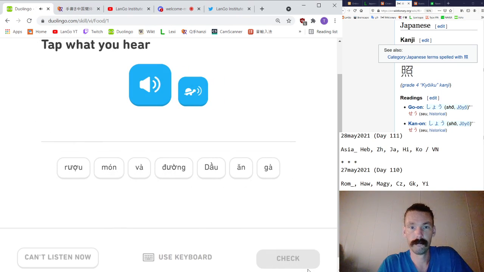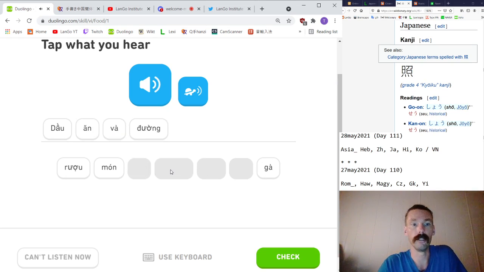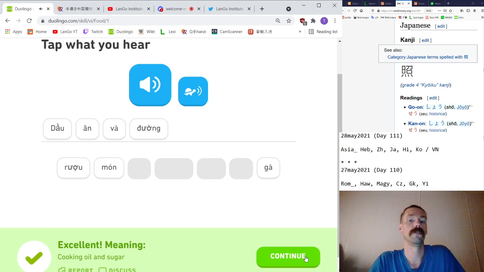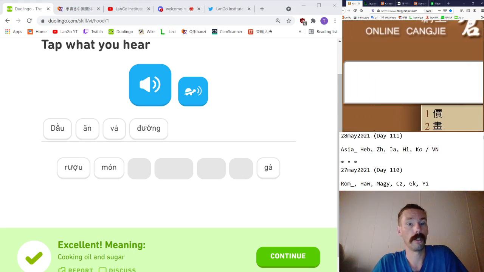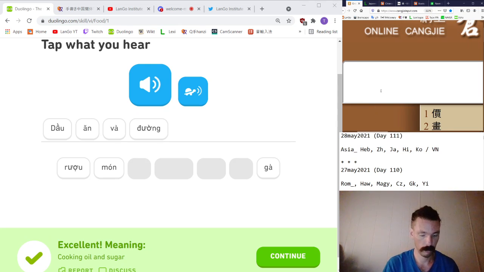Dầu ăn và đường. Do you know the character for sugar? No, I could tell you the word for it in Korean. I think that's a derivative. It's got rice on the left. In Korean, it's called saltang. Saltang, that's right, which is hilarious that it has the word salt in it. Yeah, I suppose it does.